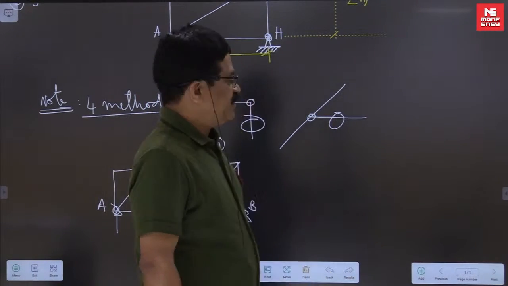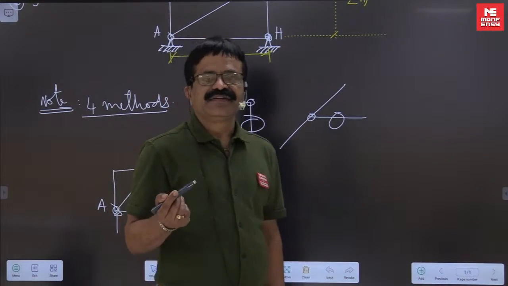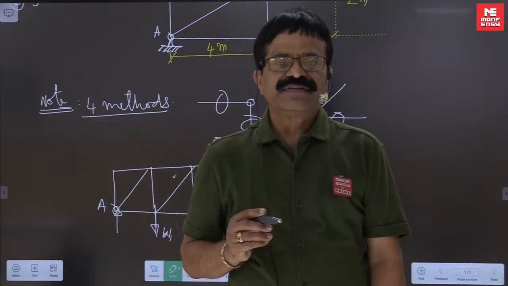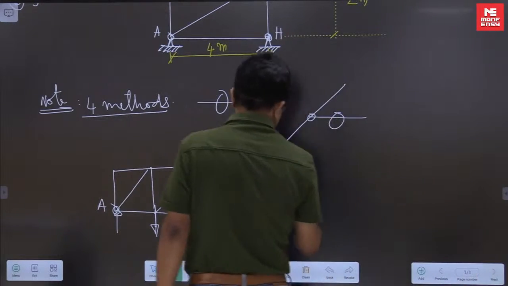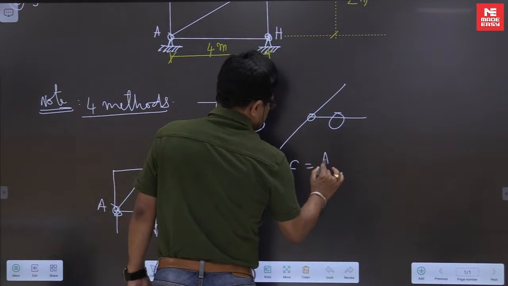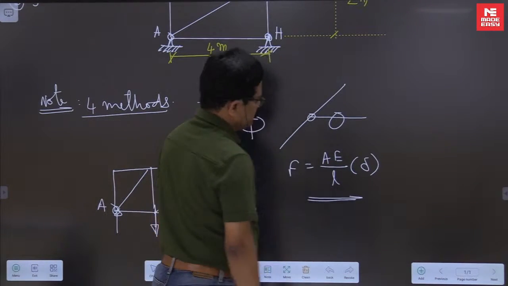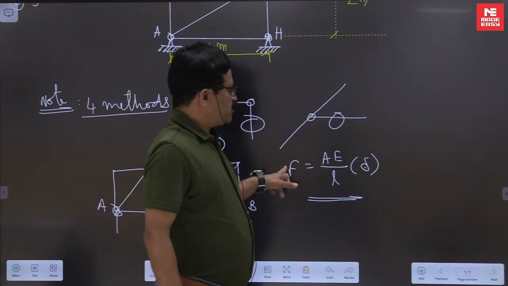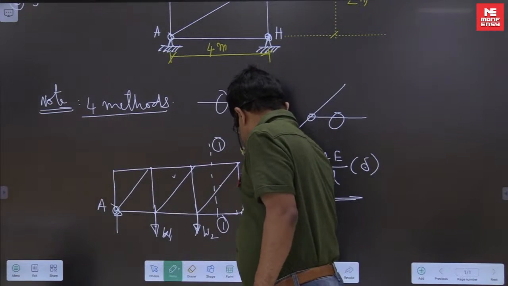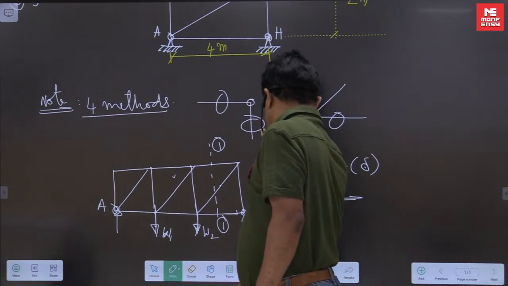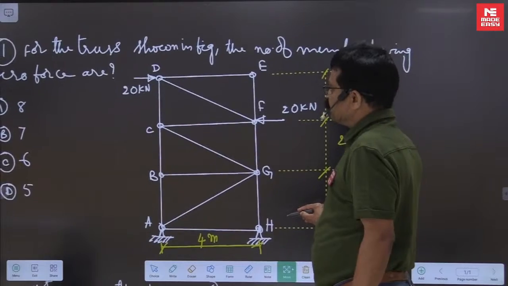That is third way. Then fourth way is, if deformation in any member is impossible, it means that force in the member is also zero. That is because force in any member is nothing but AE by L into delta. If deformation delta is zero, force has to be zero. On these concepts, let us see how to get how many members have zero force in this problem.